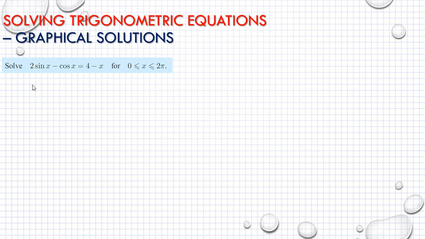You can see here, solve 2 sine x minus cosine x is equal to 4 minus x, for x greater than or equal to 0 and less than or equal to 2 pi. The calculator that I'm going to use here is the Casio FX-9750GII. Wait for a while, I will show you my screen. Here you go.